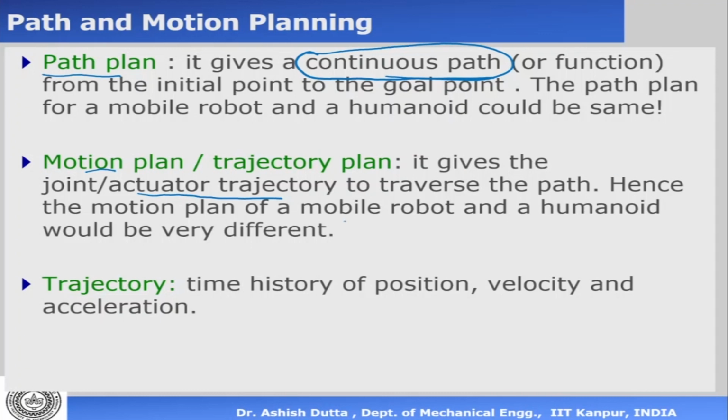And hence the motion plan of a mobile robot and a humanoid robot could be very different. Now, what is the trajectory? Trajectory is a time history of position, velocity, and acceleration. So when you are actuating the joints, it will have a particular trajectory.